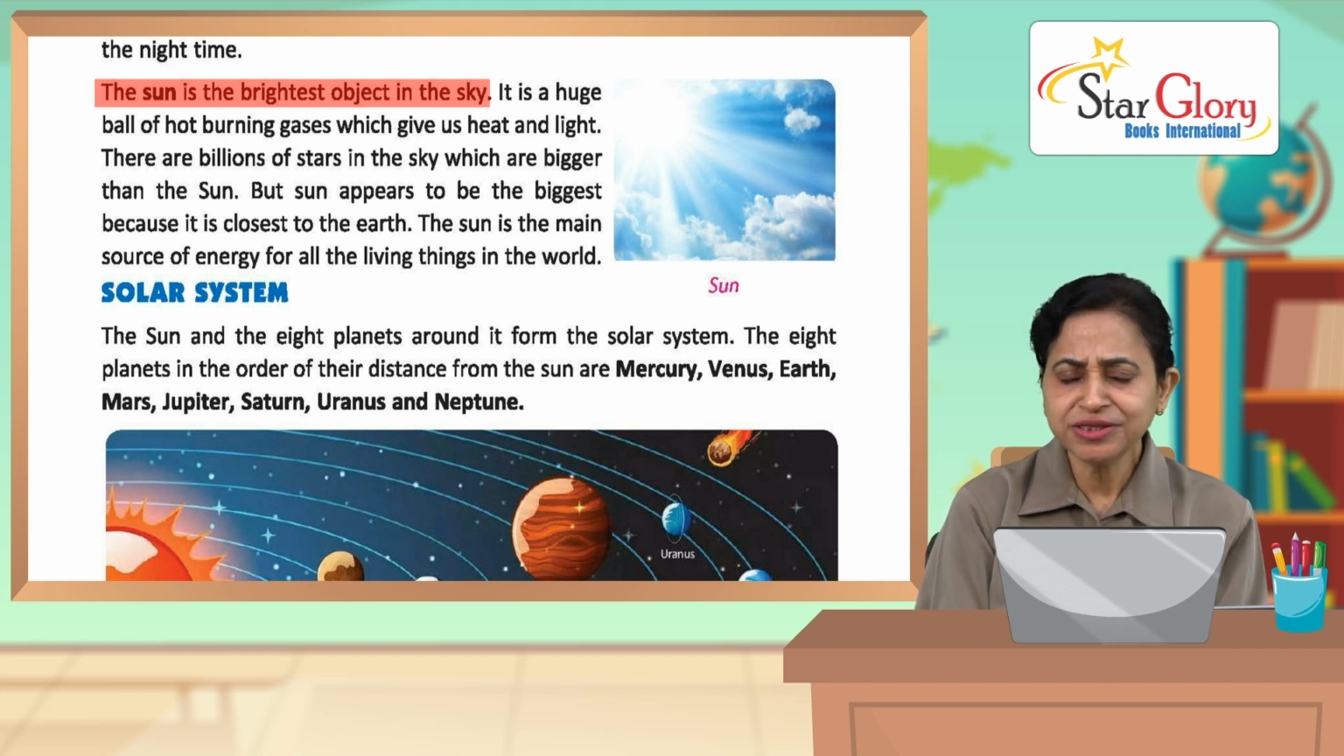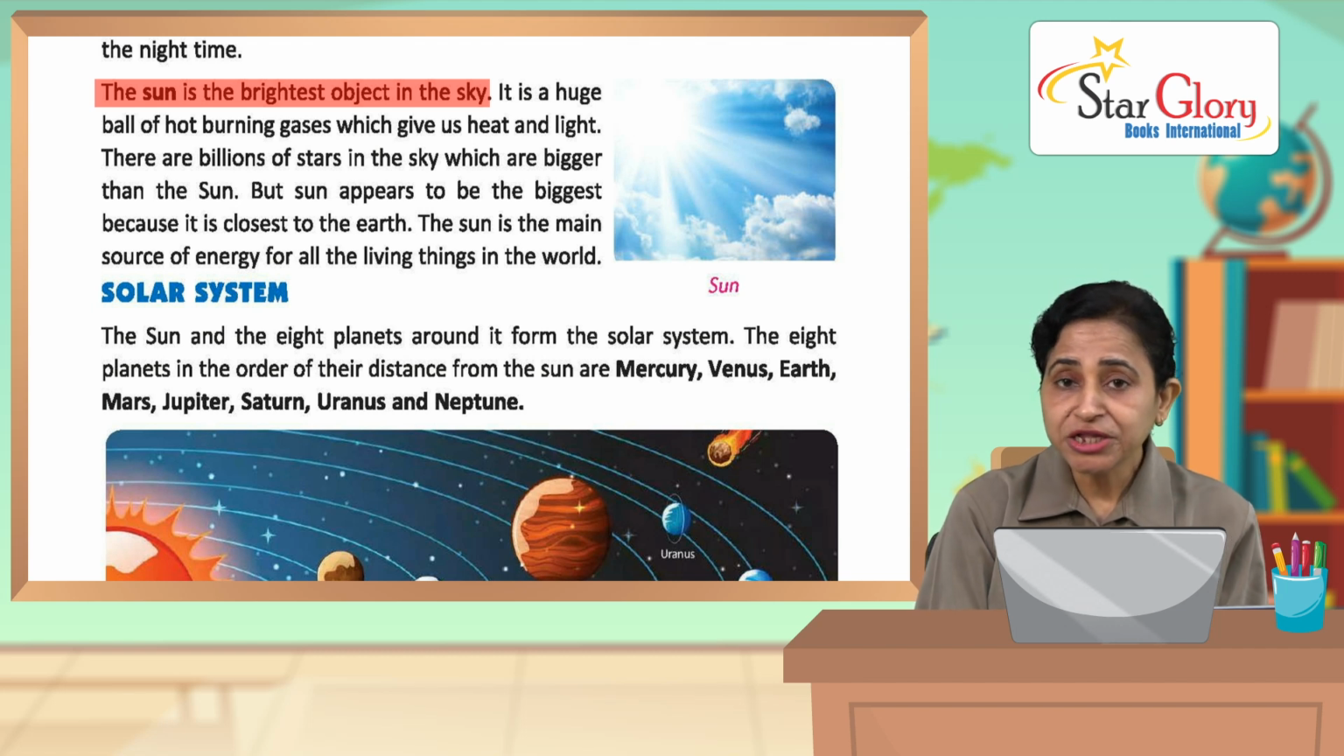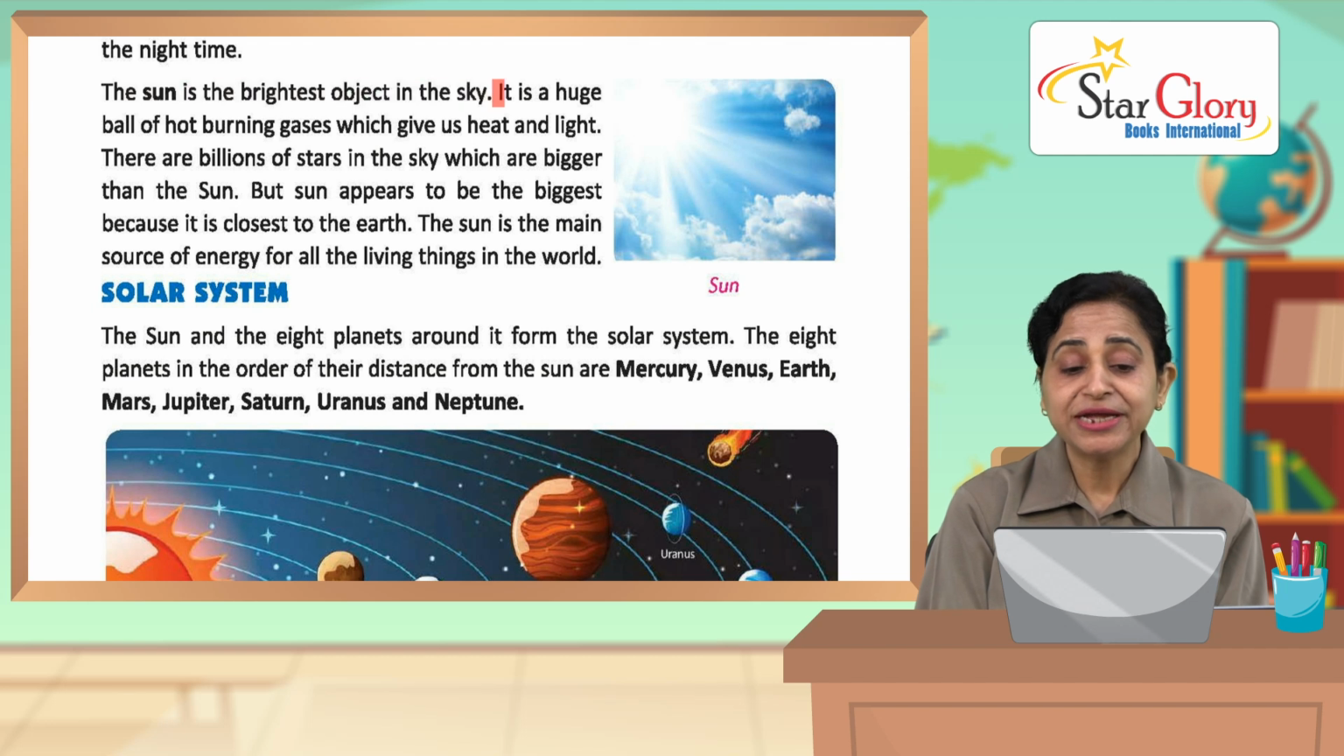हम नहीं देख सकते ना इसे continuously. क्या आप देख सकते हो? In the daytime when the sun shines bright, आप देखते हो? नहीं देख पाते हो क्योंकि बहुत ज़्यादा bright होता है. It is a huge ball of hot burning gases which gives us heat and light.